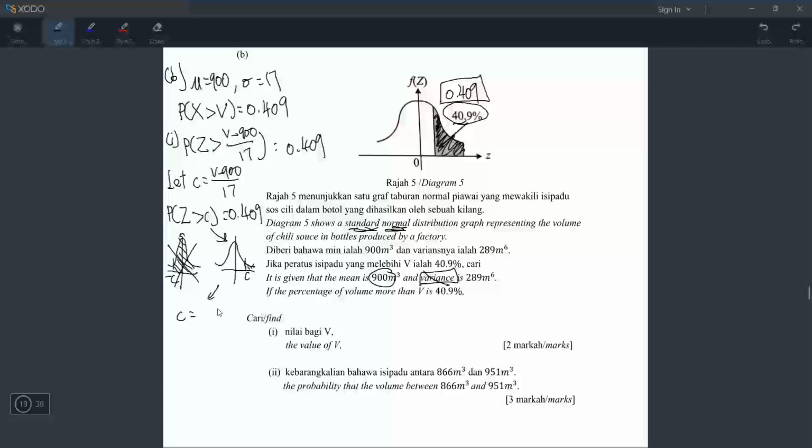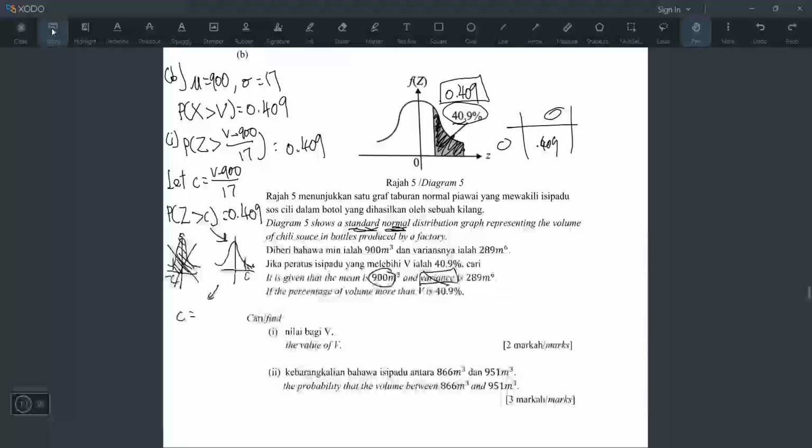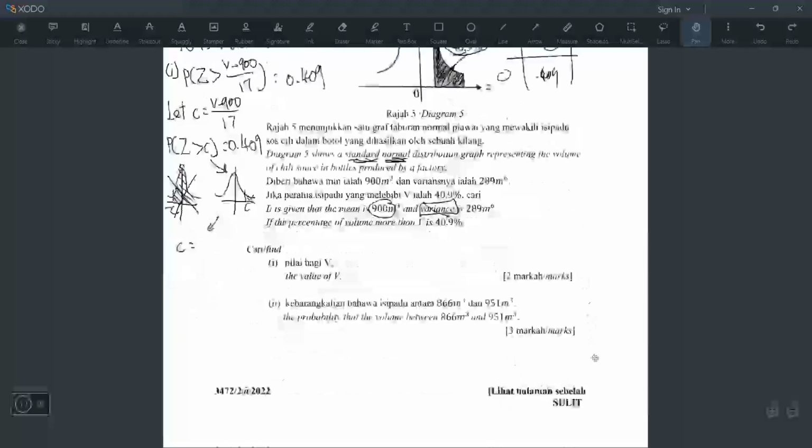So now I can terus tengok jadual. But I have to tengok dalam. I cannot tengok luar, I have to tengok dalam. And I have to cari 0.409. It means this is your jadual. I have to straight away look for 0.409 and then baca. Okay, so let's go to my jadual and try to find, tengok dalam and cari 0.409 or lebih sikit.